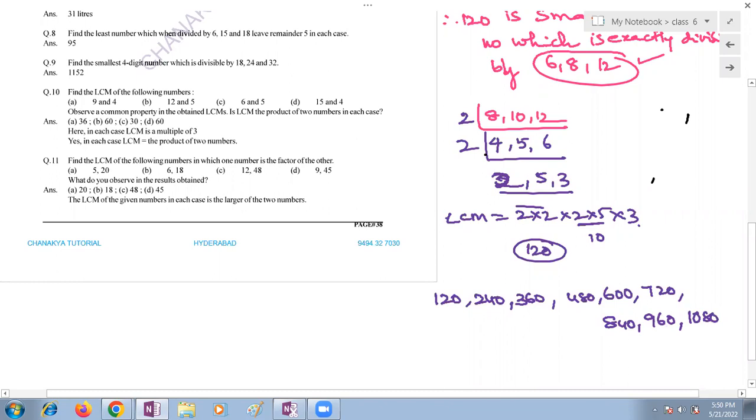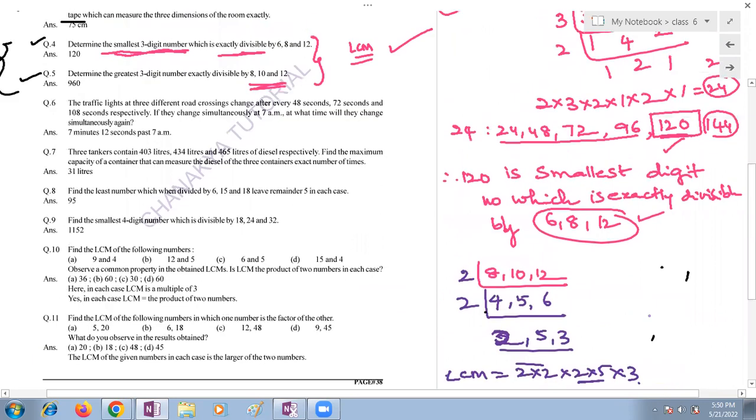See children, which is the largest 3-digit number? 960. That's why 960 is the greatest. 960 is the largest 3-digit number which is exactly divisible by 8, 10, 12. Hope you understand. It is divisible by 10 because it ends with 0, and by 12 because it is divisible by 3 and 4.